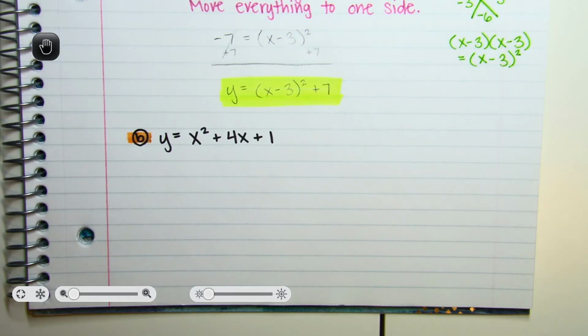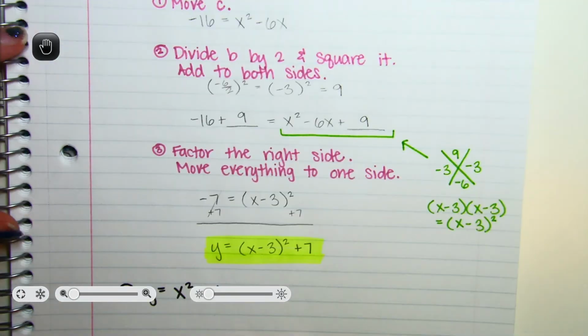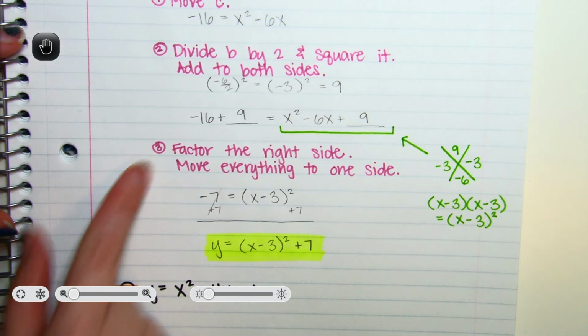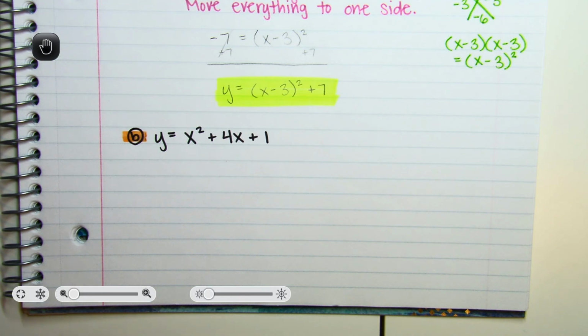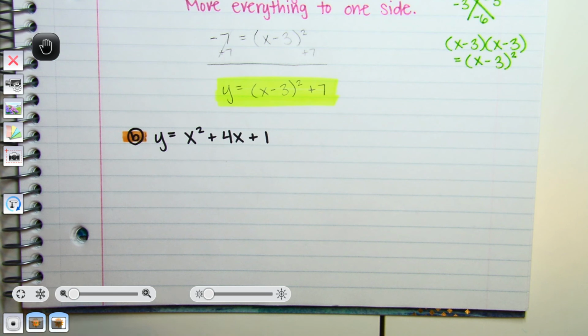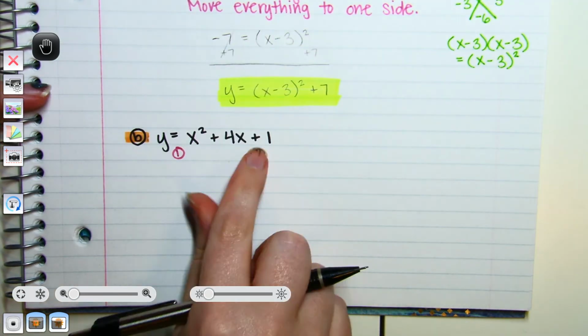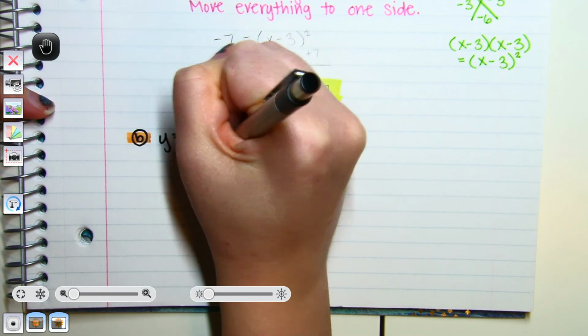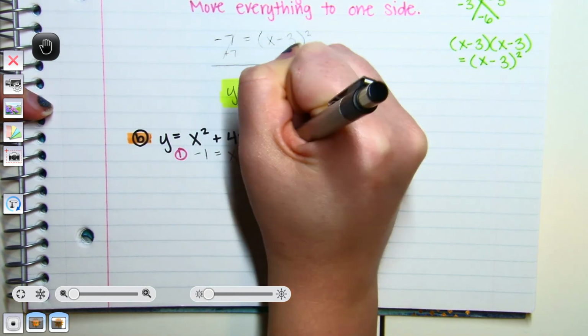Let's look at another example now. So instead of writing out all the words this time, I'm still going to number it 1, 2, 3, so you can follow along with these 1, 2, 3 steps up here. I'm just not going to write out all the words again. All right. So step 1 is to move the c value. So step 1, I'm going to subtract 1 from both sides. So I will get negative 1 equals x squared plus 4x.